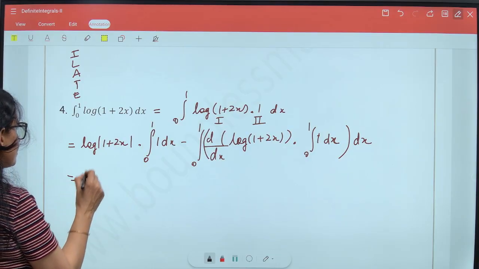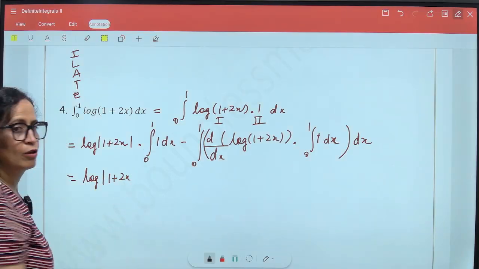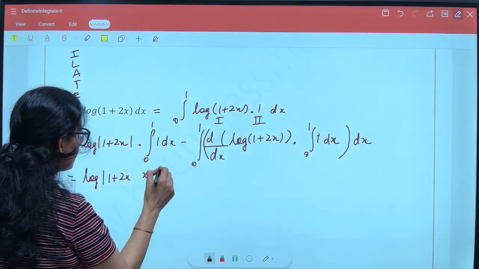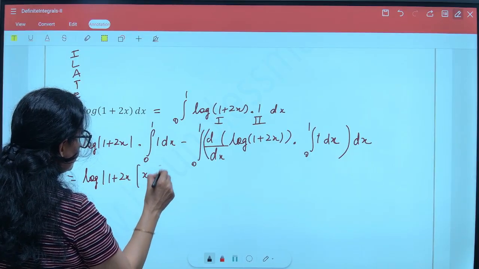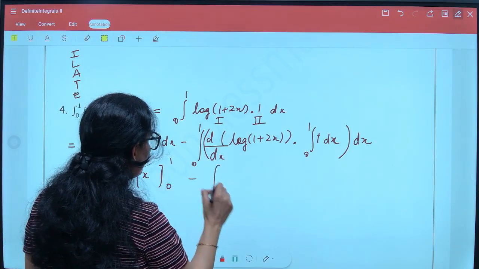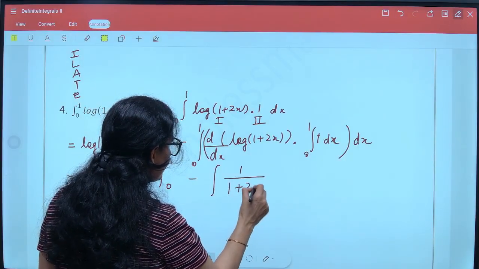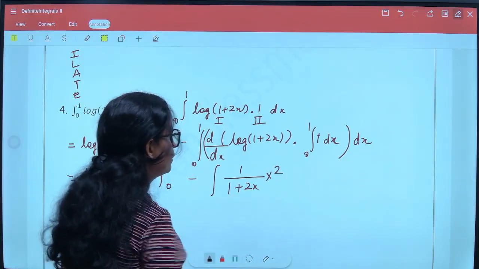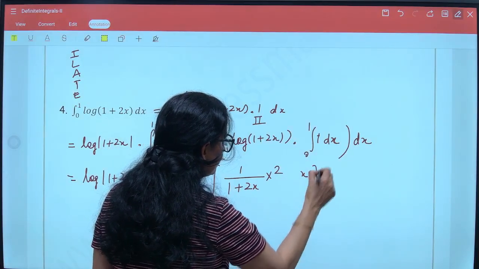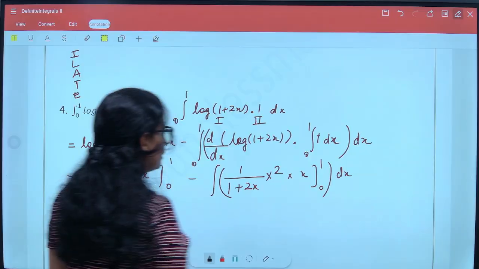Now this becomes log of 1 plus 2x and we have integral of 1 here. So this becomes x. Now when we change it to x, we need to limit it with 0 and 1, right? Now next integral of derivative of log of 1 plus 2x is 1 upon 1 plus 2x into 2, chain rule here, right? Integral of 1 is again x limited by 0 and 1. So it is dx again because we have to integrate again.